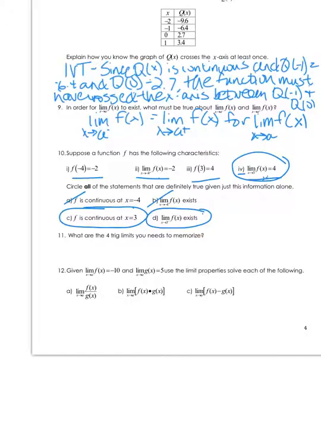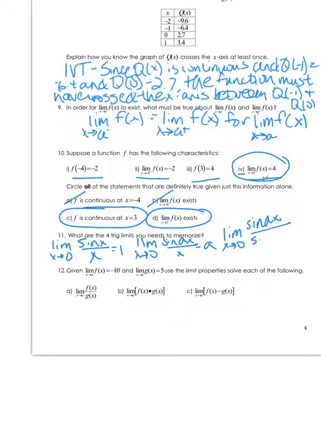The 4 trig limits that you have to memorize, you can look them up, but I'll write them here. The limit as x approaches 0 of sine x over x is equal to 1. The limit as x approaches 0 of sine ax over x is a. I'm going in a little different order than when I wrote it down on my key. The limit as x approaches 0 of sine ax over sine bx is a over b, excuse me.